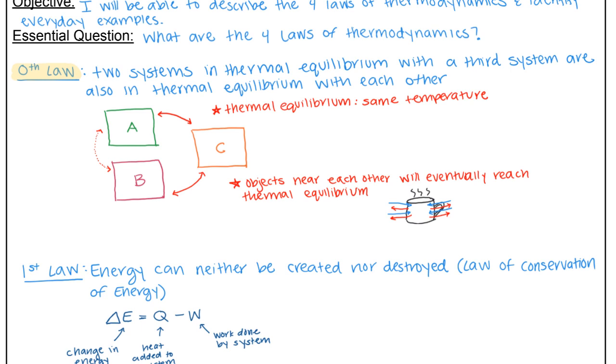So if you've ever left a hot drink out in a cooler environment, I know I drink a lot of coffee, and when I let my coffee sit too long, it becomes room temperature, and that is because of the 0th law of thermodynamics. We're seeing this exchange of heat. The hot coffee is losing its heat to the surrounding air. So eventually the surrounding air and the hot coffee are going to become the same temperature.